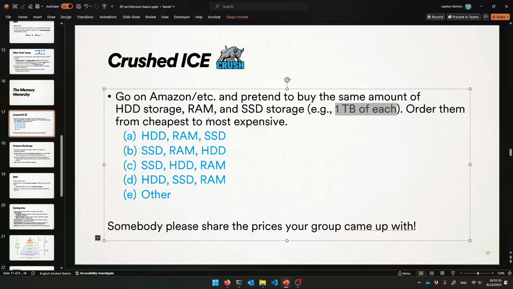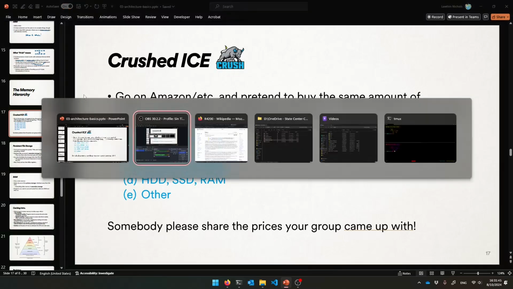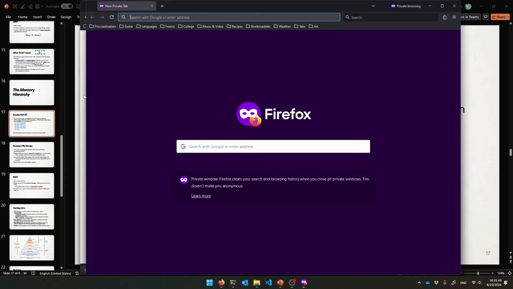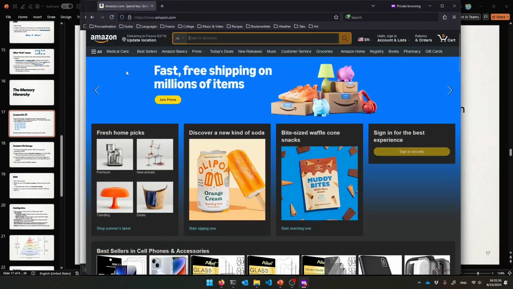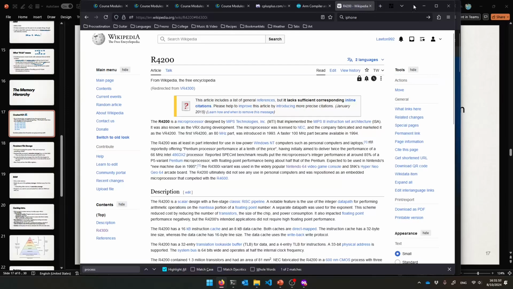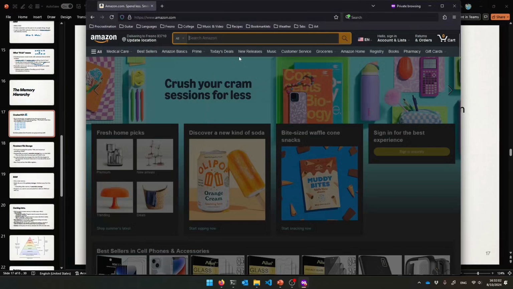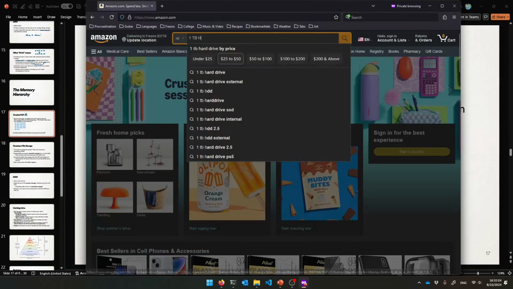And figure out the prices, all right? Order them from cheapest to most expensive, all right? Which one is the right answer here? Because there is only one right answer. So let's go and look for 1 terabyte of each of these, all right? I highly encourage you to try it yourself. Let's do it in a private browser because I have no clue what's in my Amazon cart right now. So let's go to Amazon and let's search for, I don't know, let's search for 1 terabyte hard drive, 1 terabyte HDD.